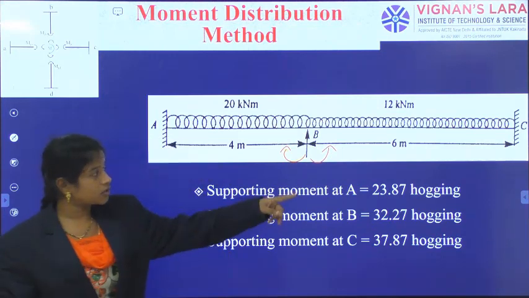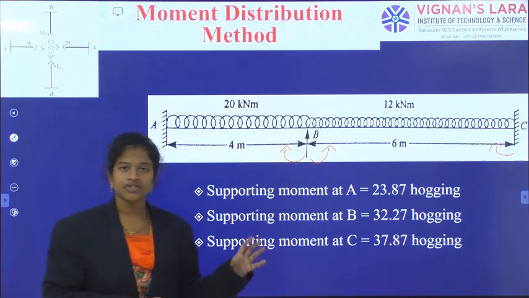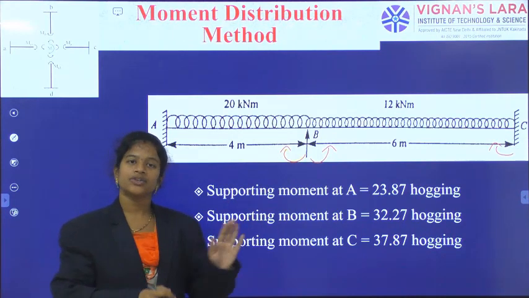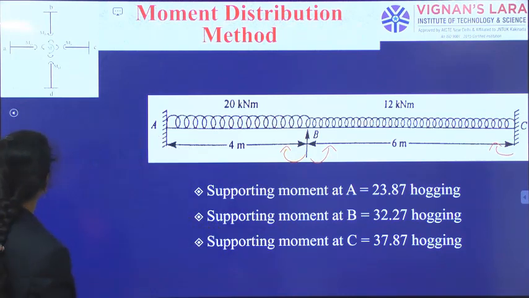And then at C point also, due to the clockwise condition, they have not given anything with a negative. So positive value I have given. As it is, that value is hogging only. So the hogging moments only we have got like this.